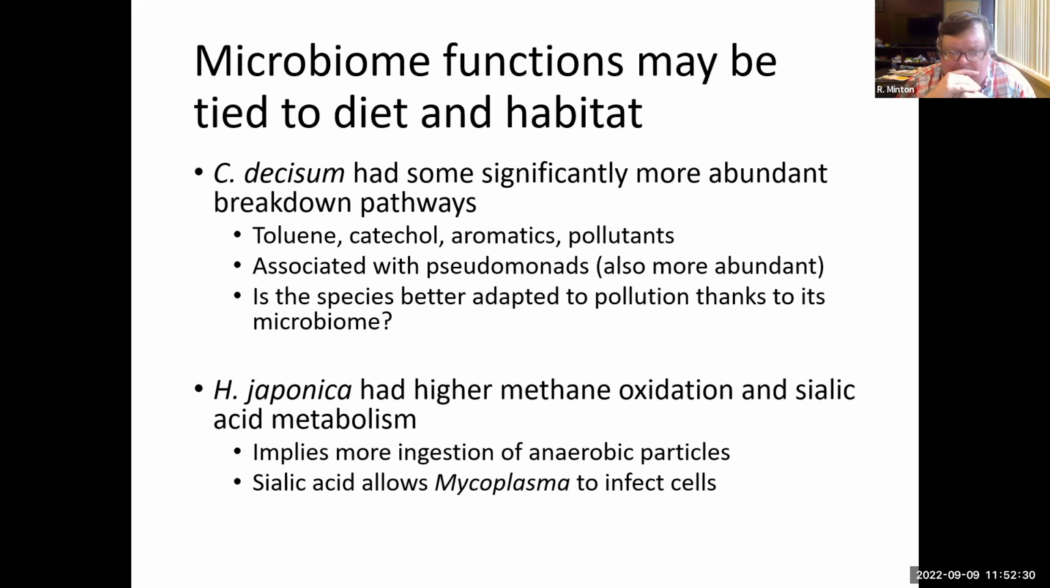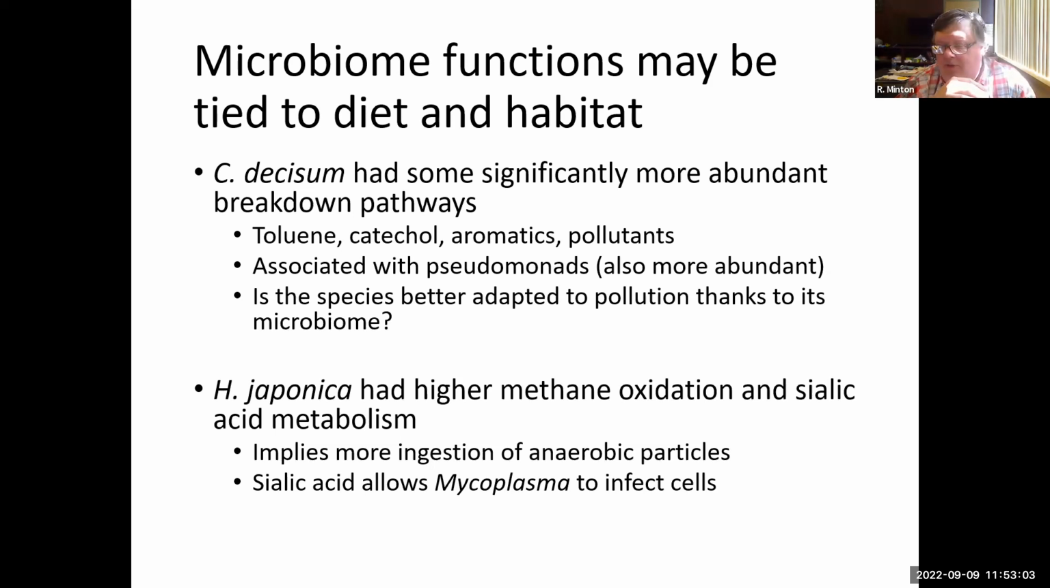So for example, the native one had significantly more abundant breakdown pathways, things like aromatics and other pollutants. Remember, these were collected near a wastewater treatment plant. These are often associated with pseudomonads, which were also more abundant in the native species. And again, it could be an adaptation to pollution thanks to its microbiome, that it can handle these pollutants better based on what bacteria it's harboring.